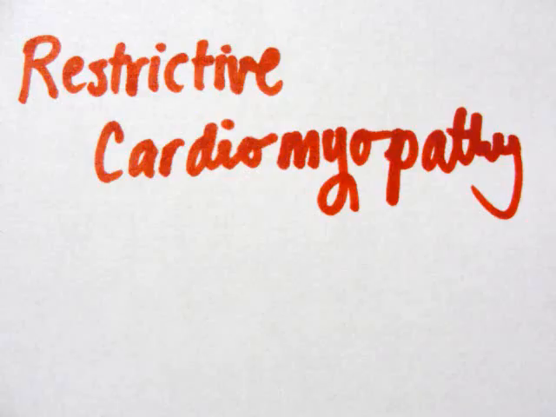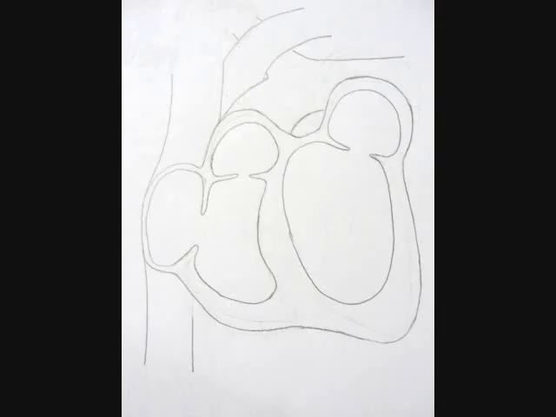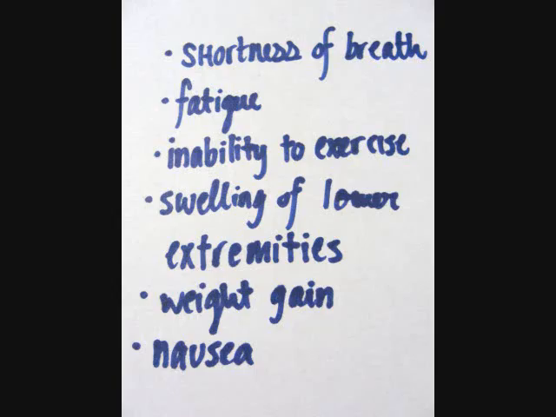Restrictive cardiomyopathy is uncommon. It is when the ventricles of the heart are rigid and lack flexibility, which creates difficulty for the ventricles to fill with blood and pump it back out, leading to heart failure. Like the other types of cardiomyopathy, symptoms vary from person to person. There may be no symptoms or there may be extremely severe symptoms. However, symptoms include shortness of breath, fatigue, inability to exercise, swelling of the lower appendages, weight gain, and nausea.